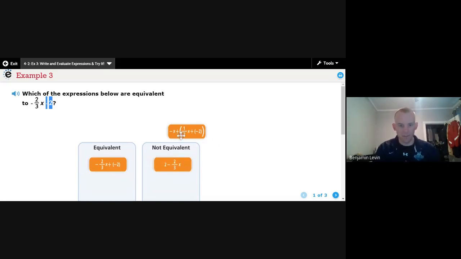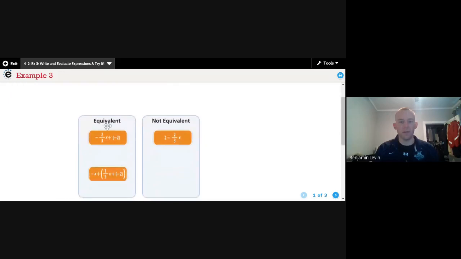Well, let's look at this one. This has got a bunch of crazy stuff. Negative x plus 1/3 x plus -2. All right, so we got to combine the like terms here. We have -x and we add 1/3 x. So we have -2/3 x, right? We have a -x one spot to the left of 0 on the number line, and we get 1/3 of a spot back. We are still at -2/3 x, right? And then we have a -2 there, a plus -2. So this one's going to be equivalent.